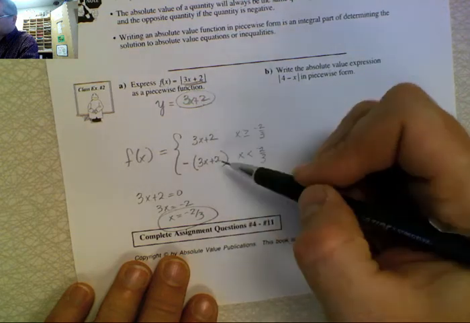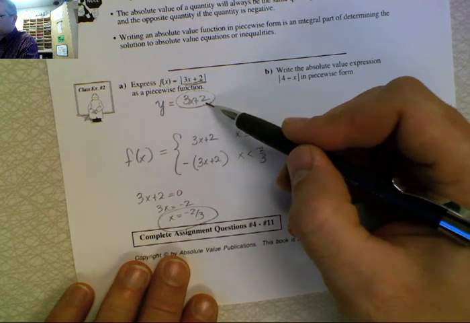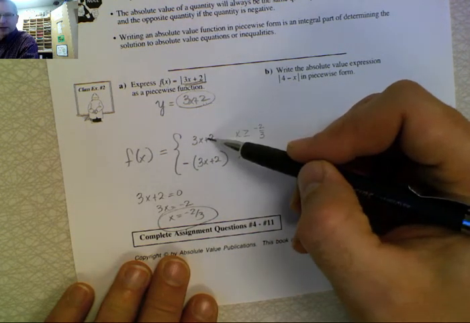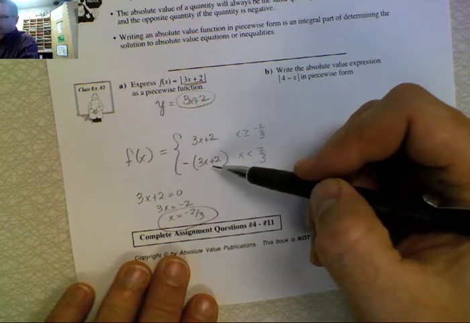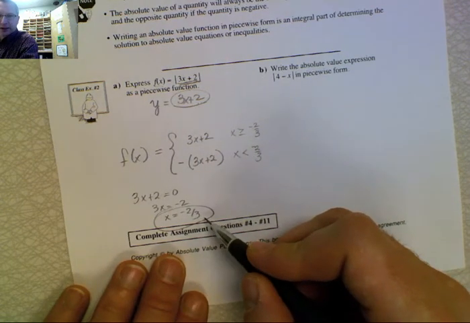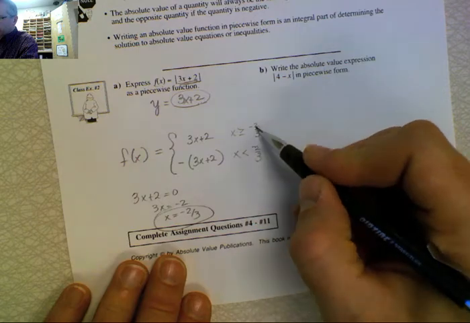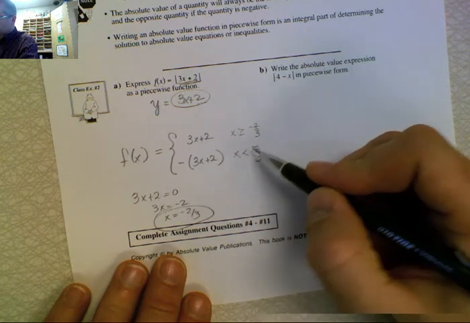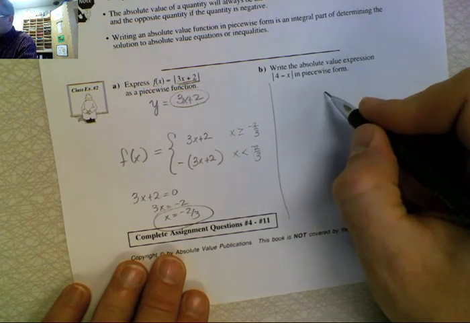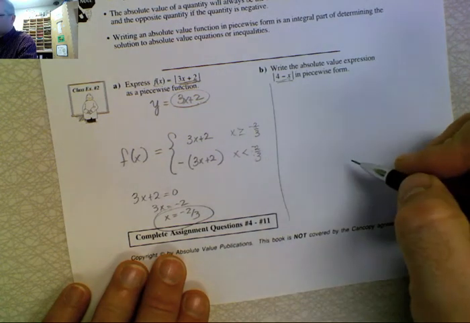So basically what you do to write a piecewise function is you take your original function, you write it down, and you write the negative of it. Then you find the x-intercepts, and you write your domain restrictions for this. So we're going to do the same thing for the next function.